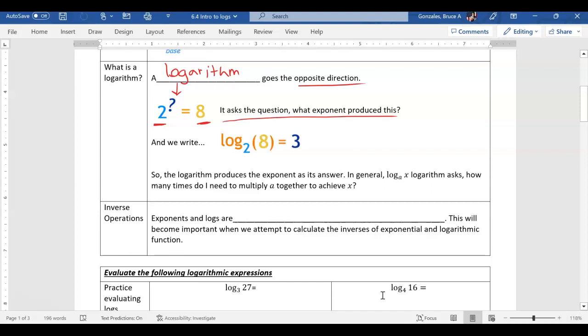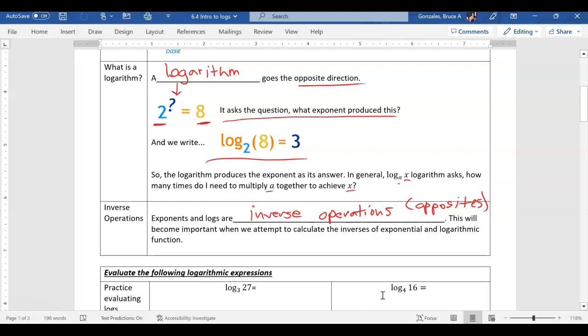The logarithm produces the exponent as its answer. In general, log base a of x asks how many times do I need to multiply a to achieve x. Okay. So inverse operations: exponents and logs are inverse operations. They're opposites. So if you're ever trying to work backwards from an exponential function, you get logarithmic functions.